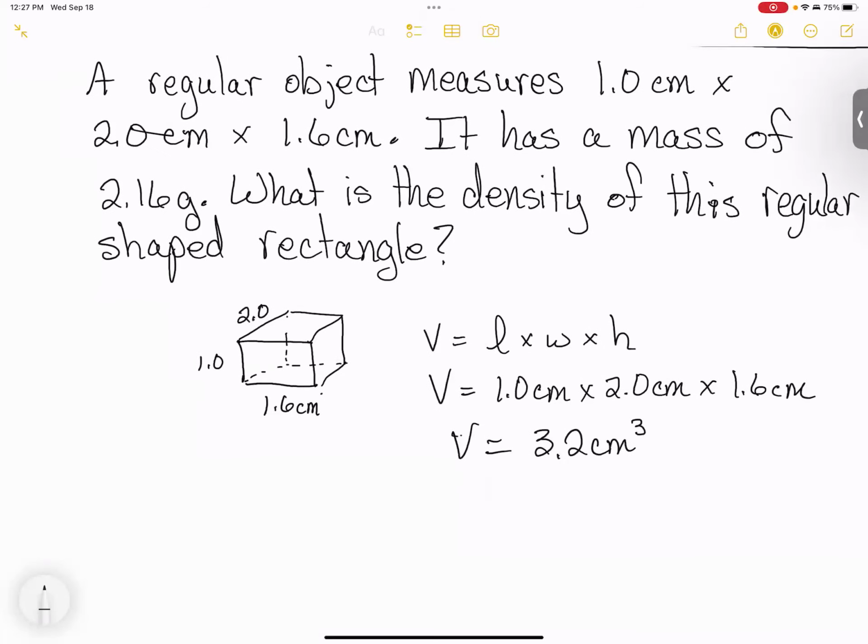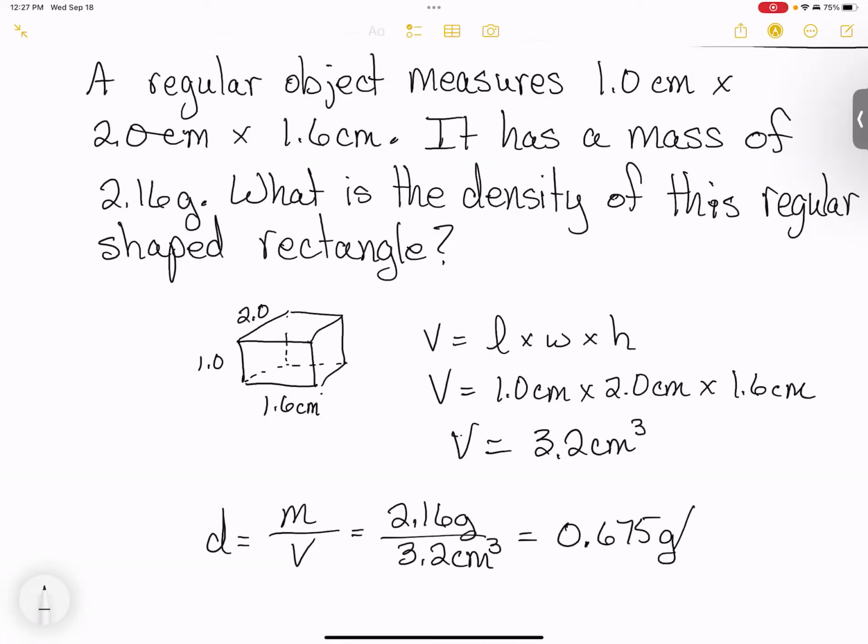Now that I know the volume, I can get the density. Density is mass divided by volume. So it's going to equal the 2.16 grams divided by the 3.2 centimeters cubed. Or in other words, it has a density of 0.675 grams per centimeter cubed.